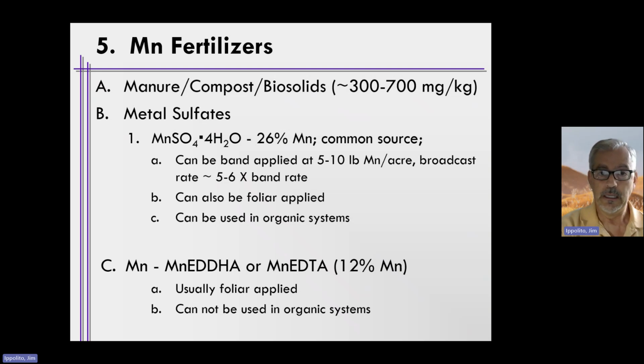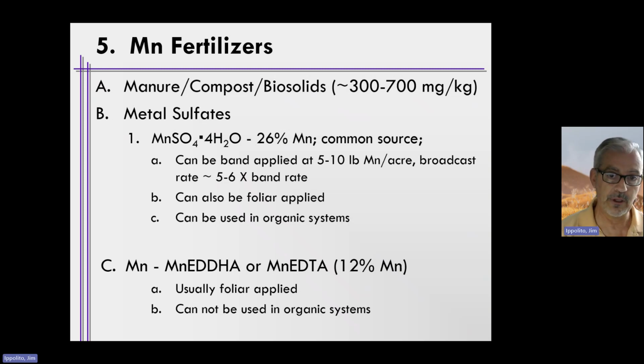It's pretty low. You can actually apply inorganic manganese fertilizers in the form of metal sulfates. So manganese sulfate contains 26% manganese. The 26% is not a magic number. It comes from the amount of manganese in manganese sulfate that includes 4 waters, so it's all based on the molecular weight of manganese to the molecular weight of manganese sulfate with 4 waters. This is a pretty common source. We can band apply it at 5 to 10 pounds of manganese per acre.